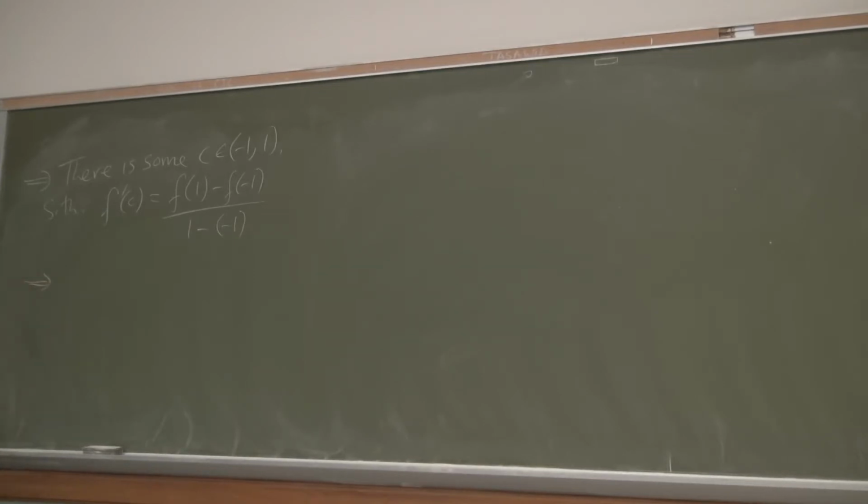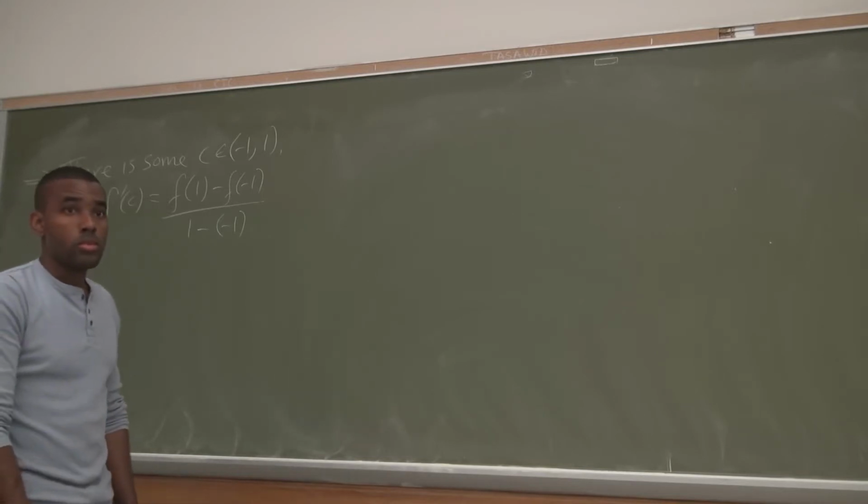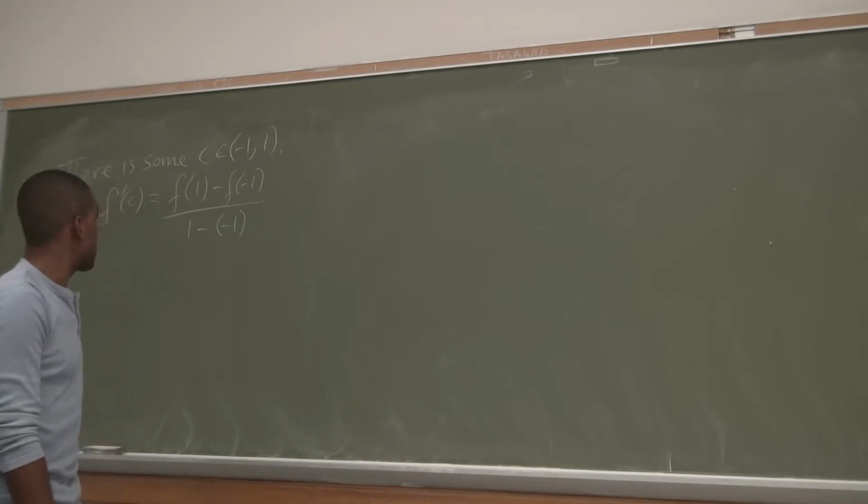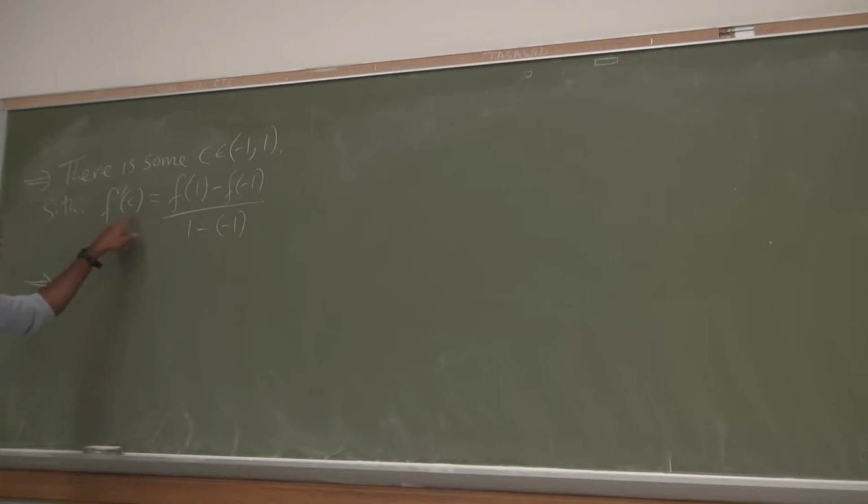So what is f prime of C? It's the instantaneous rate of change. This is the instantaneous rate of change, and that's the average rate of change on the interval, right? So f prime of C, I just differentiate and plug in C, so it's going to be 3c squared minus 4c minus 4.